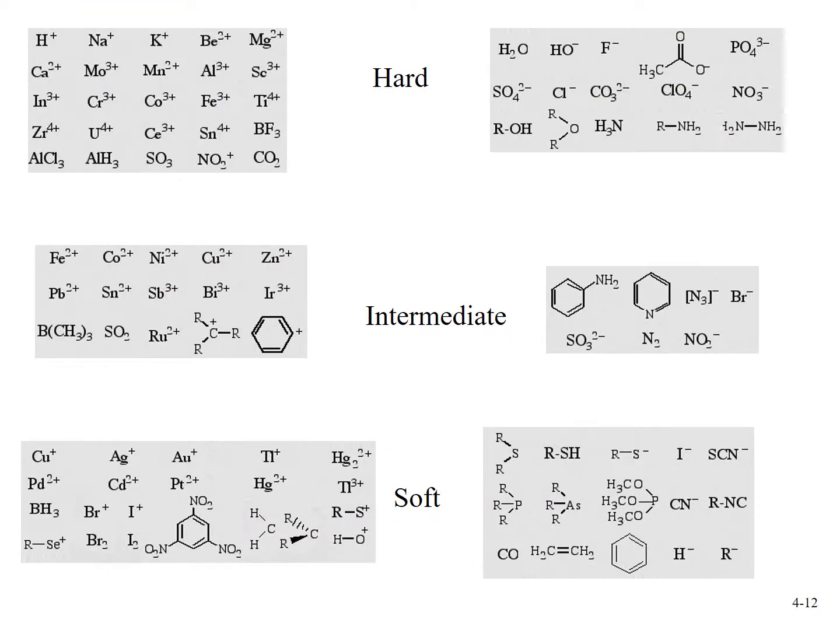Here are some examples of hard metals and ligands, intermediates, and soft. As we see from the hard, we tend to have smaller ions, higher oxidation states, and the soft are larger and lower oxidation states.